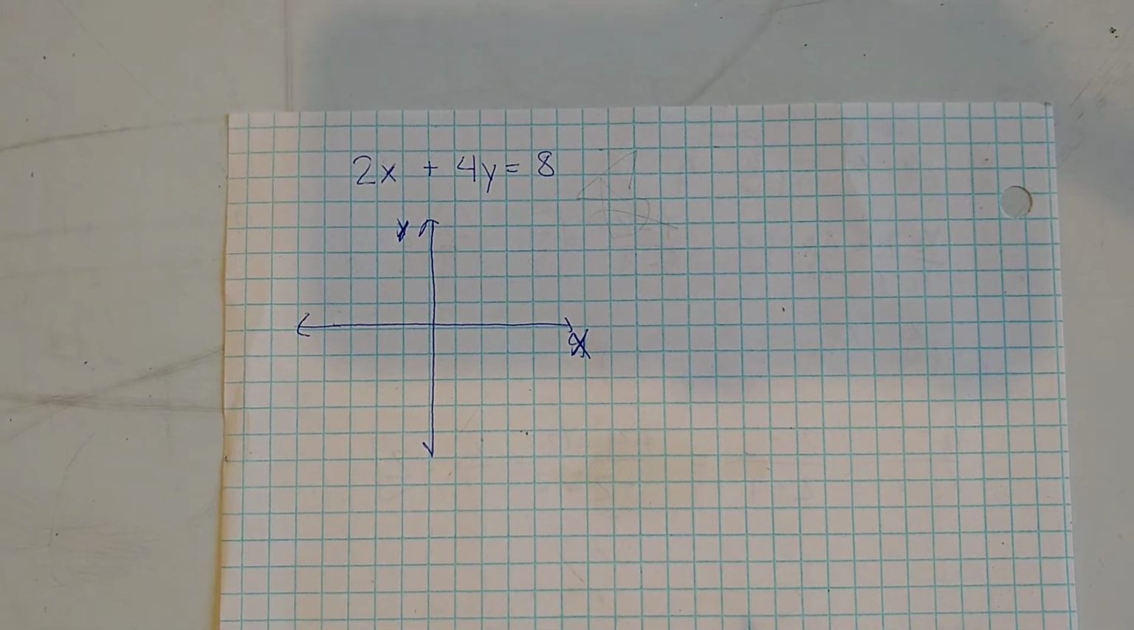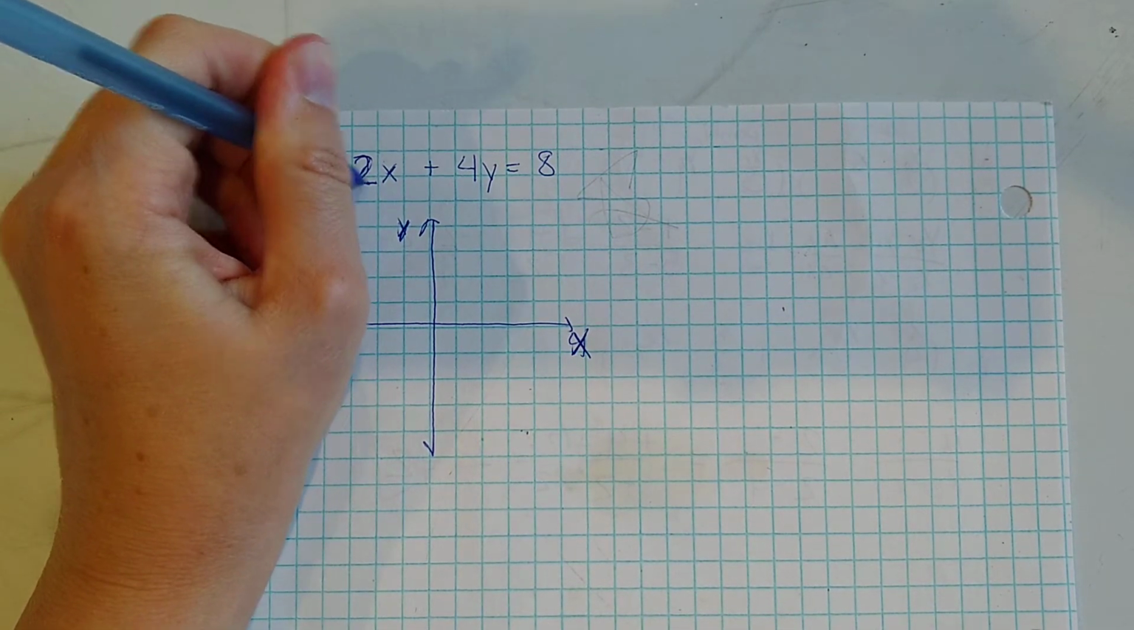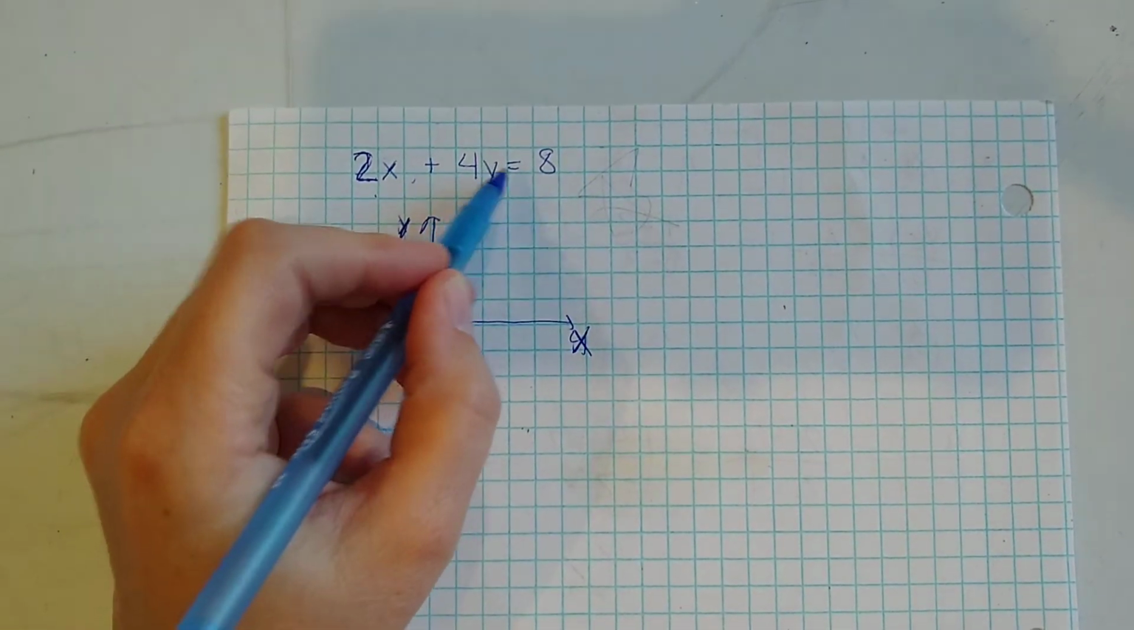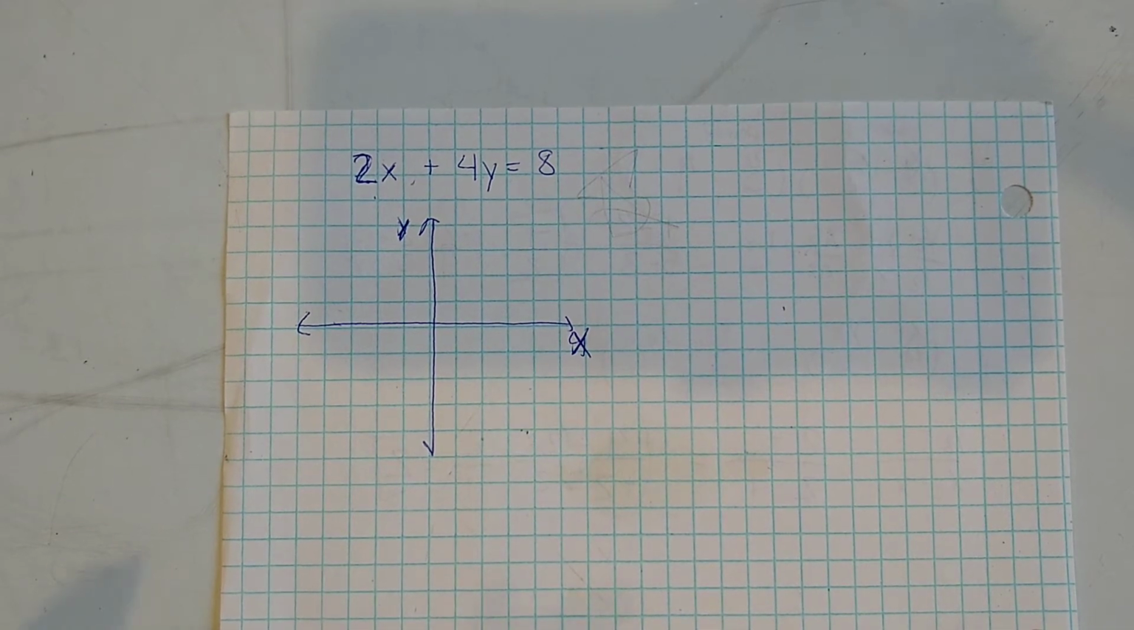All right, let's talk about graphing in standard form. I have this equation and it's in standard form: 2x plus 4y equals 8. Now, you could change this into slope-intercept form and graph it that way. Well, let's look at how we can graph while it's still in standard form.